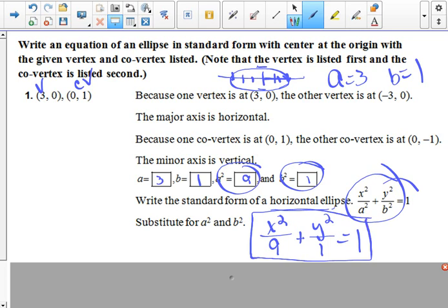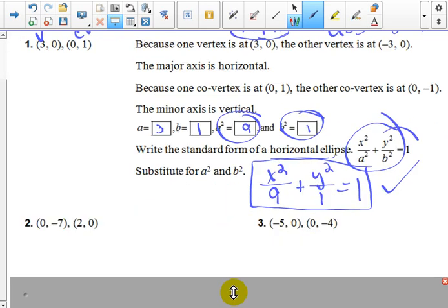And that's your answer. See, it's not that bad at all. All right, now remember, if it's a vertical ellipse, you're going to switch your A and B values. So it would become x squared over b squared plus y squared over a squared equals 1. So be careful of those.